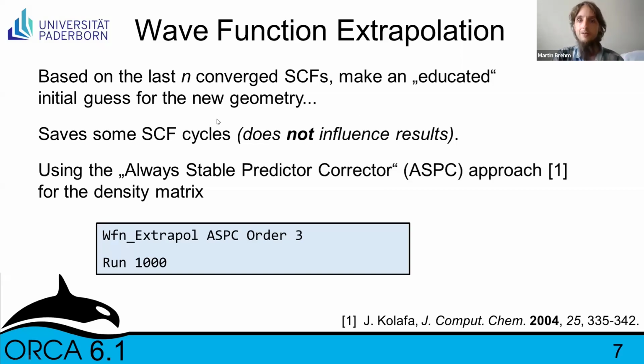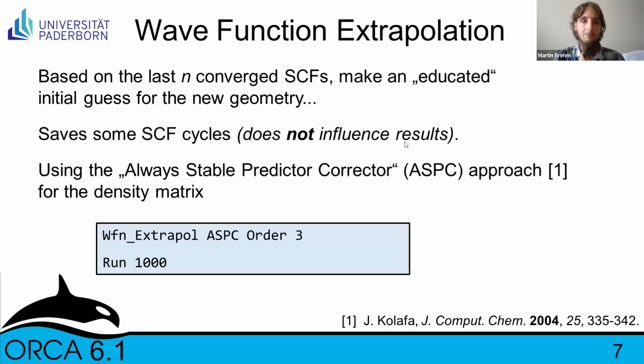It exists since quite a long time, and we just implemented it in ORCA now. And you can quite easily switch it on. You can see it here. You just write WFN extrapol ASPC, which stands for Always Stable Predictor Corrector. This is the method. And order 3, you can play with that. It is just the extrapolation order. It will not influence any results, so the trajectory will be exactly the same, but it can save a few SCF cycles.